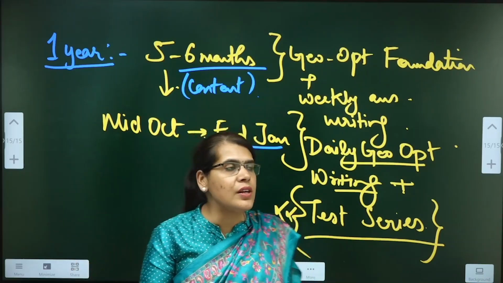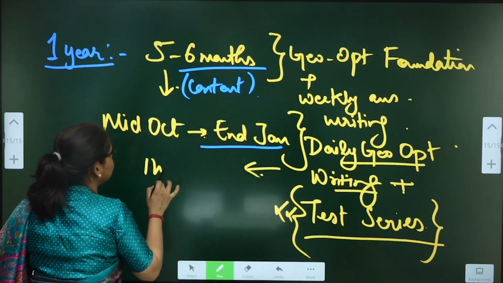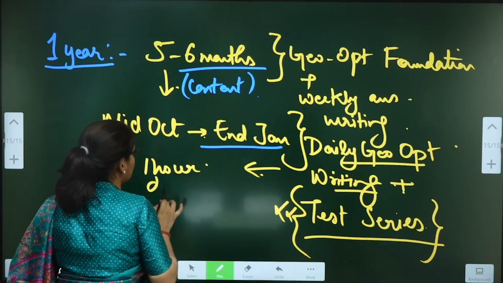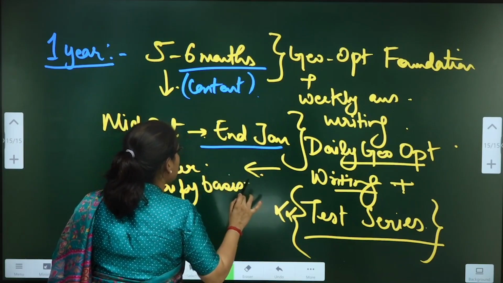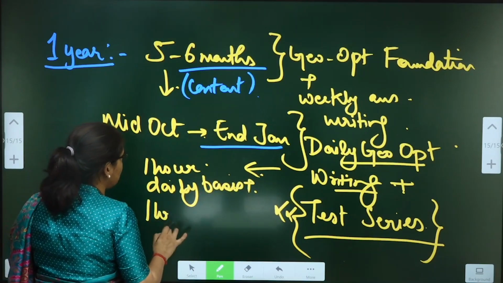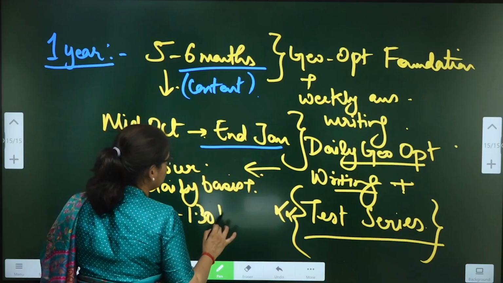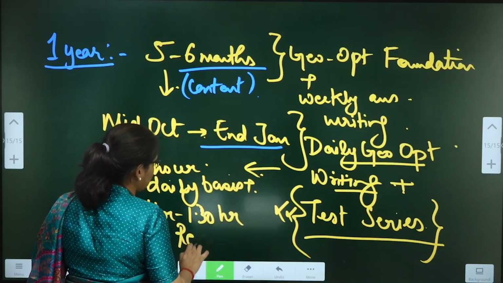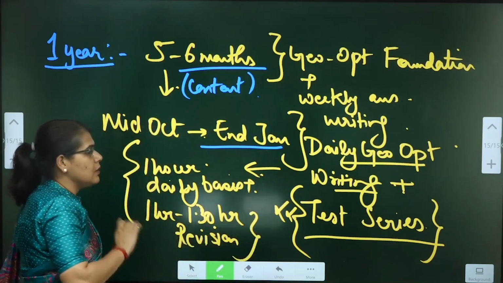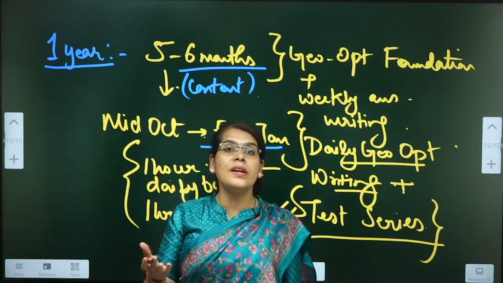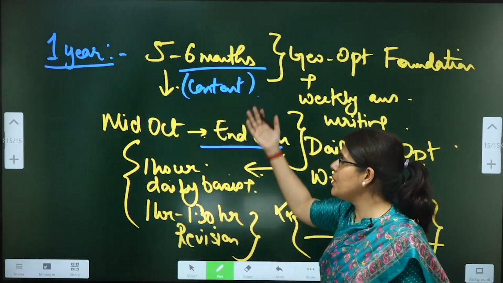I'm again repeating, that will take at maximum 45 minutes or 1 hour on a daily basis. And possibly if you are also doing revisions of geography optional, so 1 hour or 1.5 hours for revision. The rest of the time you can give to your GS and GS answer writing because you've already done a significant part of your geography optional during this time period.